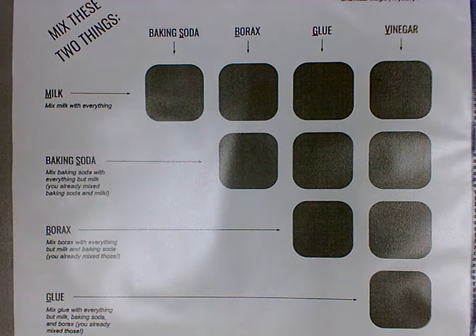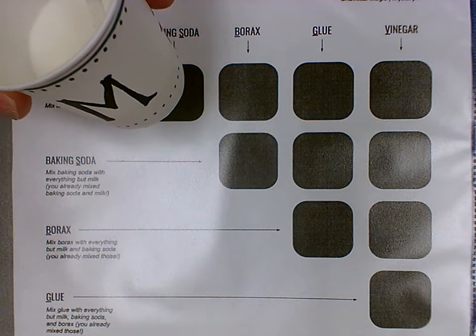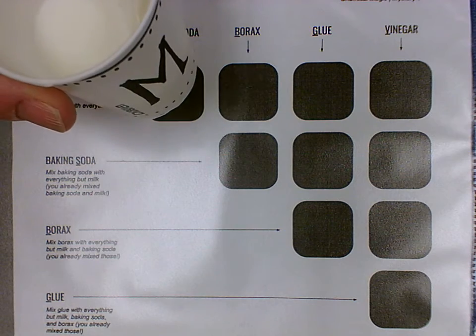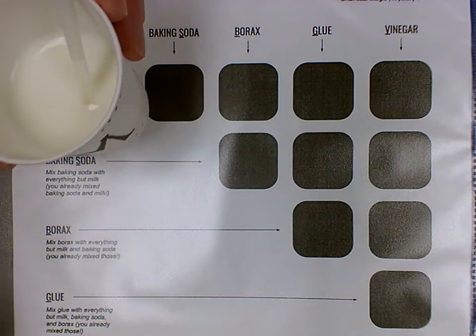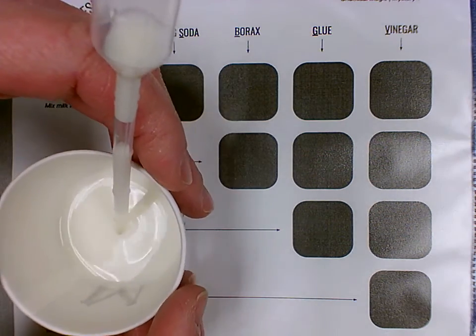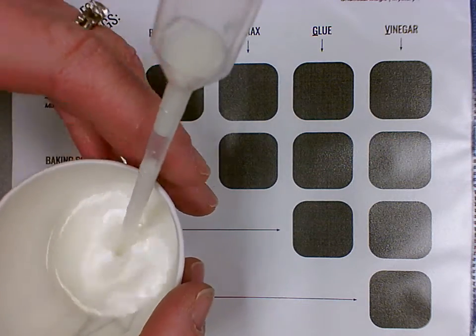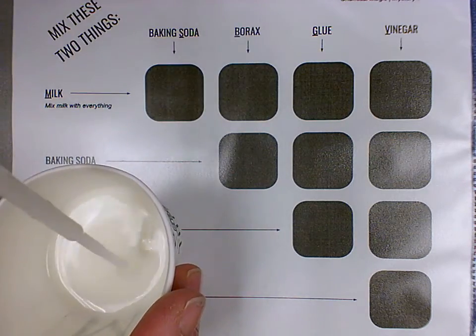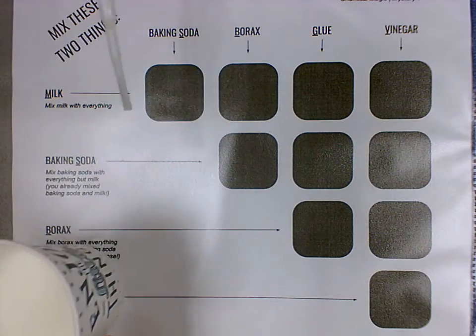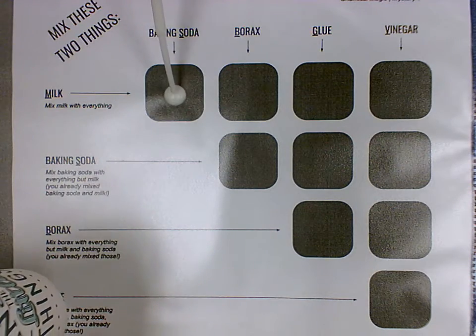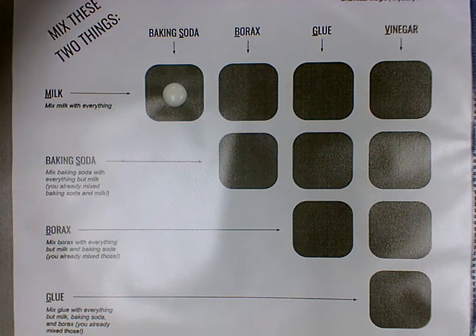Our first chemical that we're going to work with is milk. You might not have thought of this as a chemical before, but remember, all these substances in the world around us are really chemicals. So here is milk, and you can kind of observe what its properties are. And I'm going to put some milk right here. And then I'm going to mix baking soda with that milk.